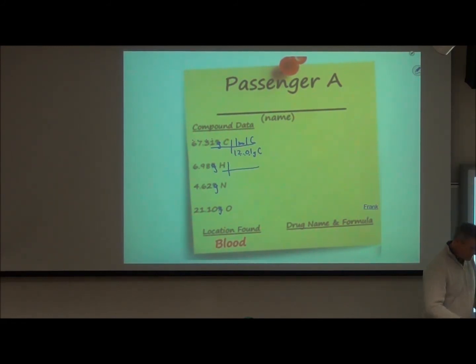A little plug and chug gives you 5.6045. When you're calculating the number of moles, don't get too tight with your extra digits. It's better to keep more digits than to round too much.